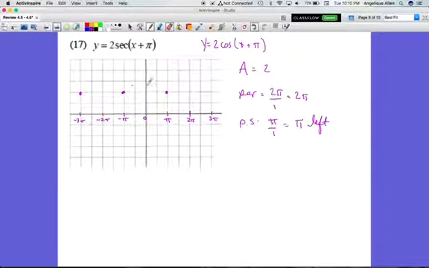All right, halfway between the beginning and the end, I'm going to go down to my minimum value and hit the x-axis on the way down and on the way back up. All right, same thing over here. Beginning and end, middle is down. Halfway between beginning and middle is on the x-axis, and halfway between the middle and end is also on the x-axis. So, here we go.